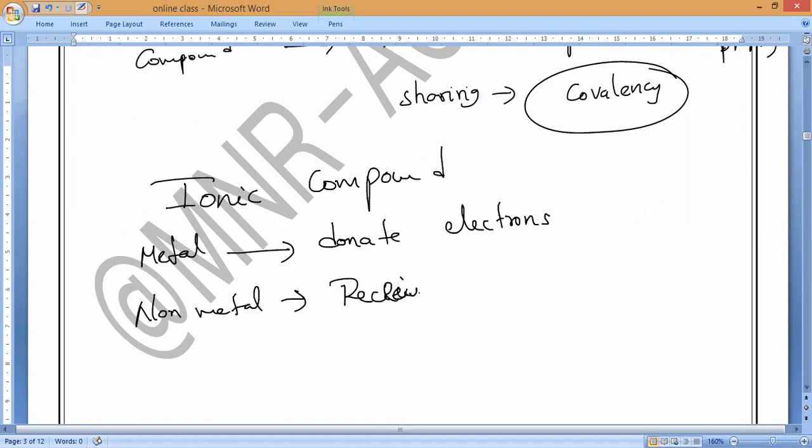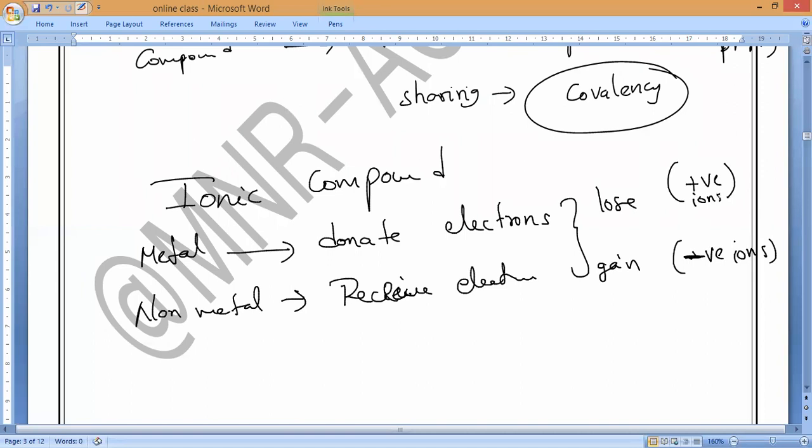So by losing electrons or gaining electrons, they will turn into what? By loss they become positive ions, and they will turn into negative ions by gain. Positive ions and negative ions. So whatever the number of electrons they lose or gain, this is what we call electrovalency.